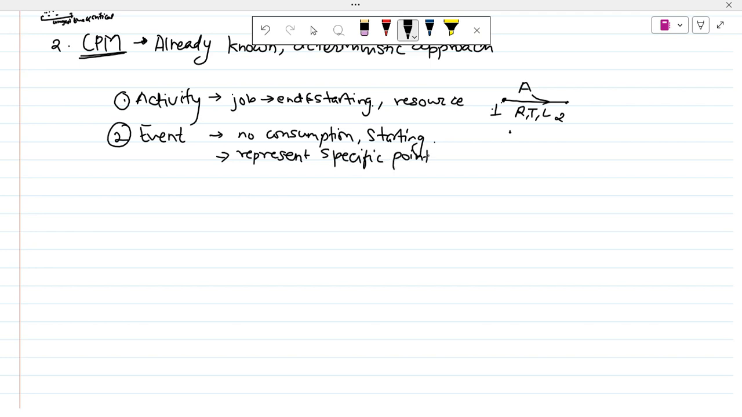Sorry, point of time. And there are two types of event. Either it is a head event or it is a tail event of an activity. Okay, either head or tail.